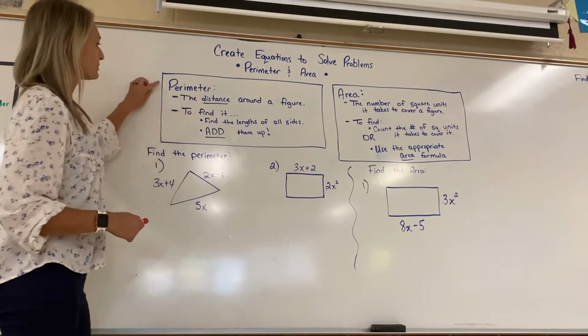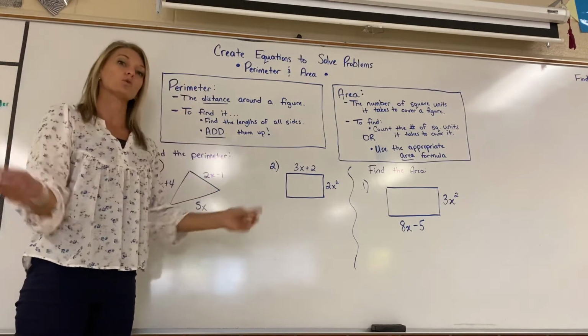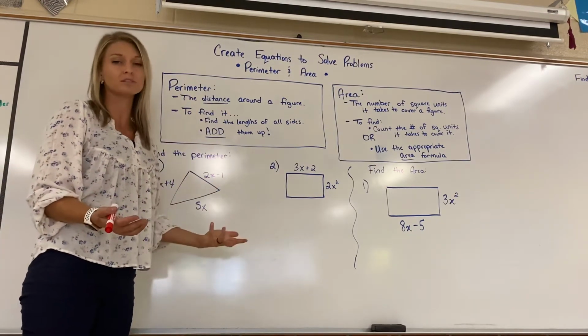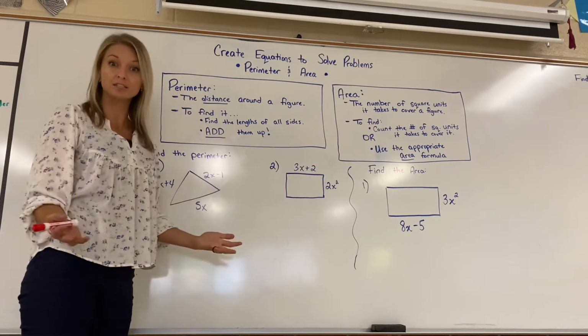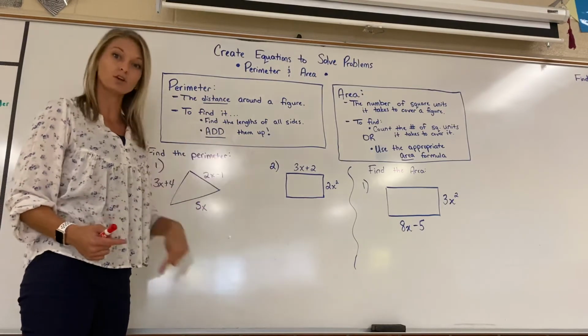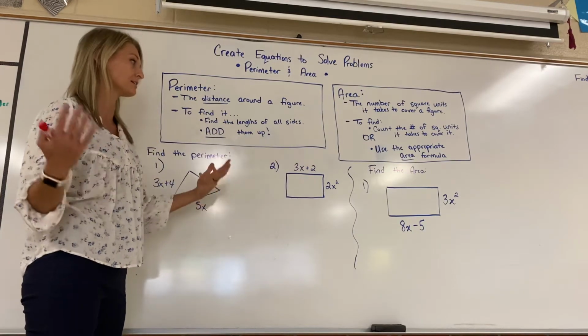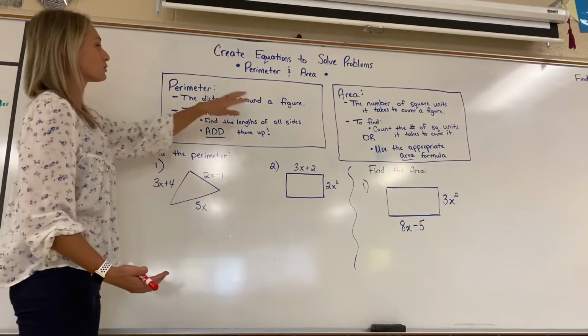Okay, so remember, perimeter is a distance, and it's literally the distance around something. So like if you were working in a real world type of situation, it would be like if you're putting a fence around a yard, you would have to find the perimeter, the distance around the part that you're trying to fence in. Okay, so that's perimeter, it's the distance around a figure.